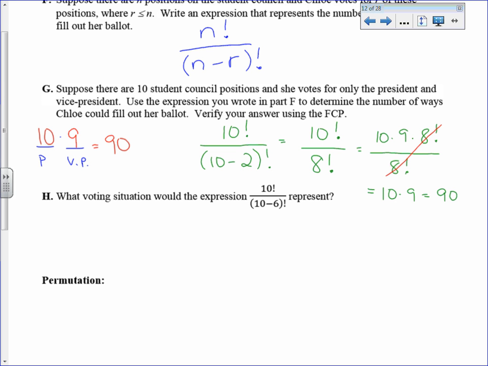So going the other way, what voting situation would the expression 10 factorial divided by 10 minus 6 factorial represent? How many people on the ballot in this situation? 10. Okay, and how many did you vote for? 6. Yeah. So 10 people on the ballot, vote for 6.